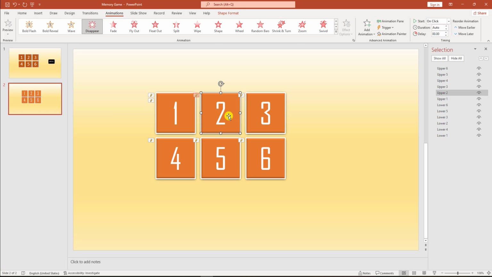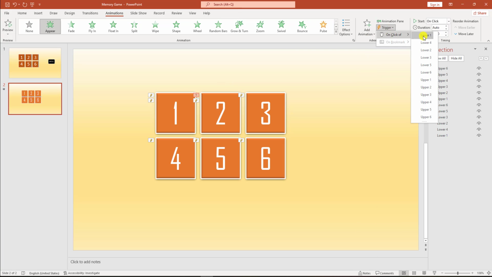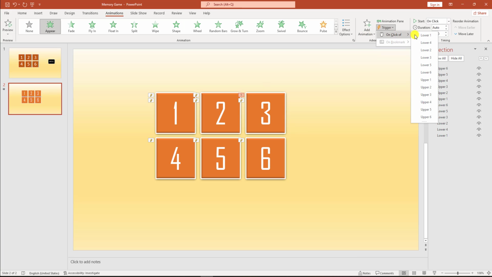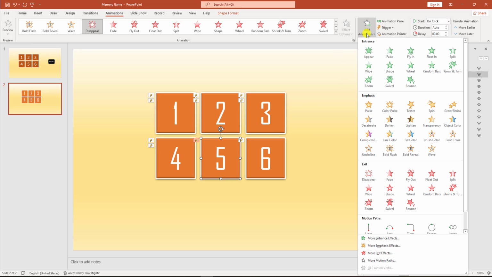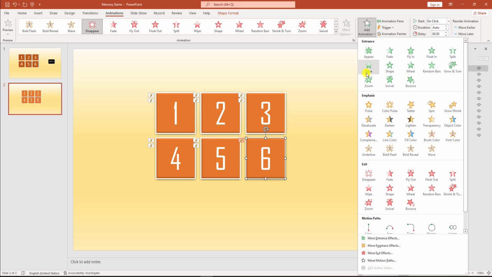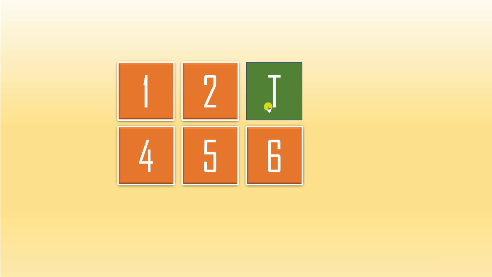So again I have to go to the shape number 2, go to add animation, go to appear, trigger. When I click on lower 2, then go to this shape, go to add animation, click on appear, trigger. When I click on lower 3, go to this shape, go to add animation, appear, trigger. When I click on lower 4, go to this shape, go to add animation, click on appear, trigger, on click of lower 5, go to this shape, go to add animation, go to appear, trigger. When I click on lower 6, if I want to watch the slideshow, this is perfect.